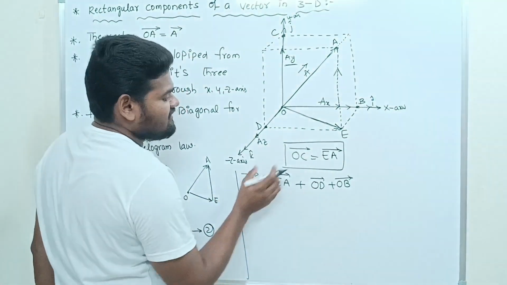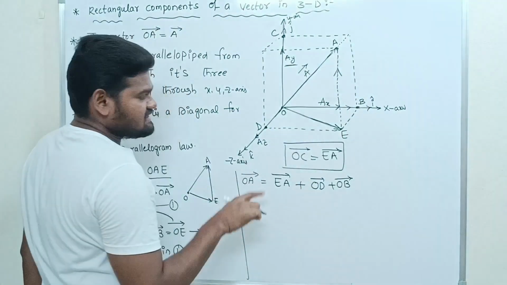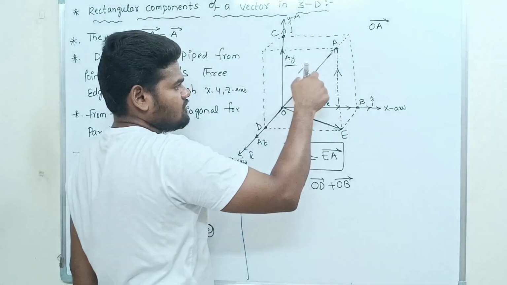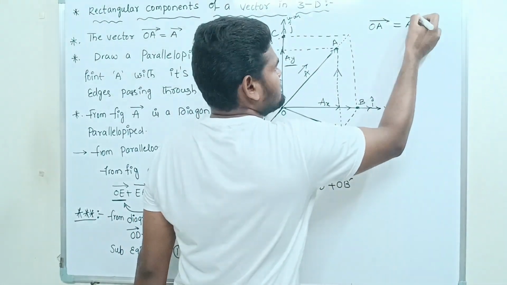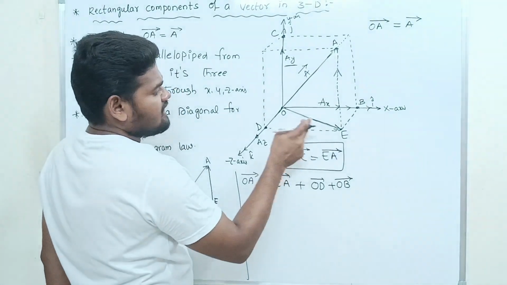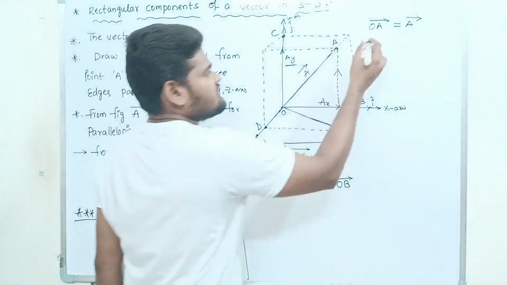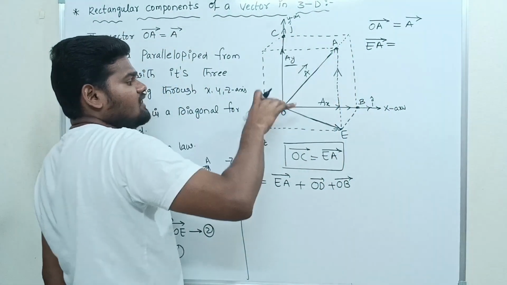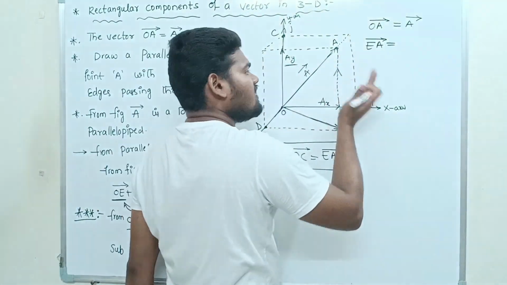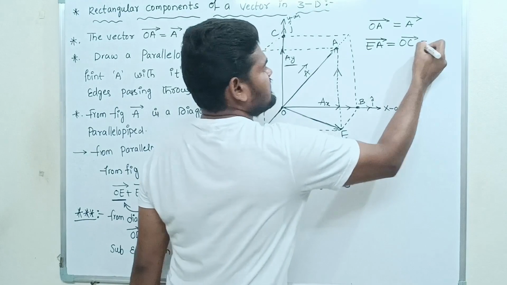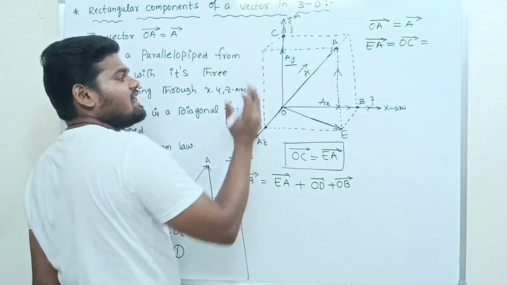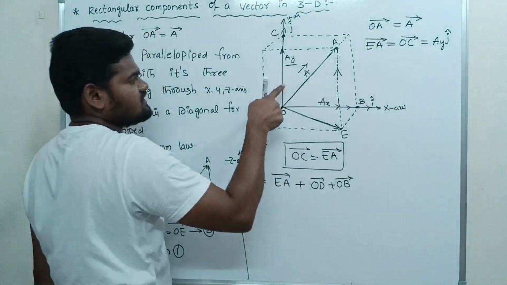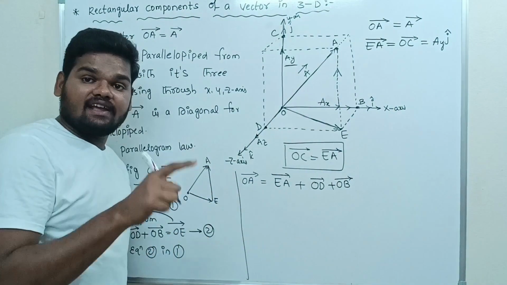So have a look at this diagram. It is clear that OA bar is nothing but A bar. What is EA? The vector EA bar is equal to the vector OC bar, because these two are the opposite or parallel sides. What is the vector along the OC side? That is AY j cap. So vector OC bar is AY j cap. I am directly writing in vector form.